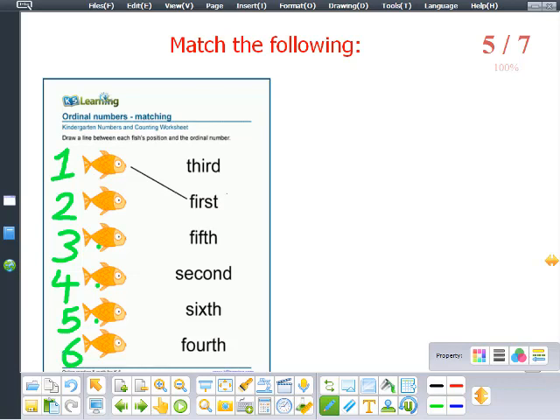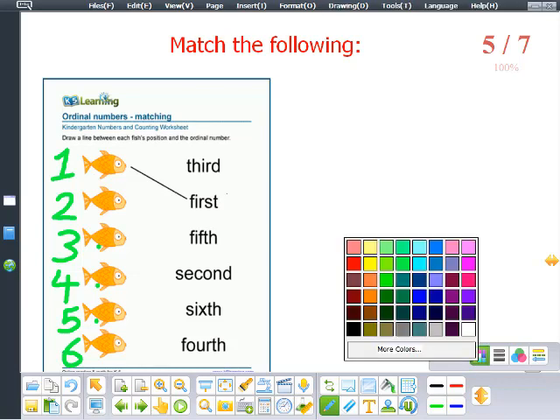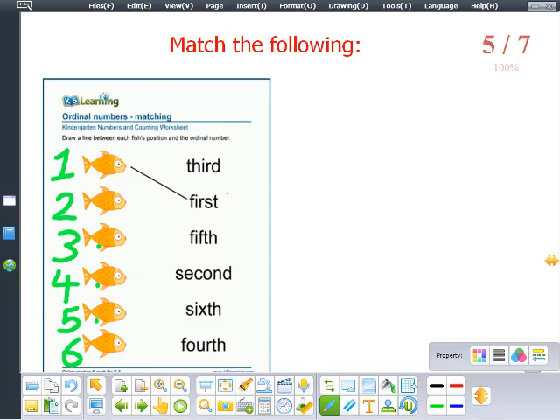Let's now match. Let's match with red. Number 1, we match it with first. We said number 1 is first. What about number 2? What do we call it? Do you remember? Excellent. Second. Where is second? Here it is. Excellent. Let's match it to second.